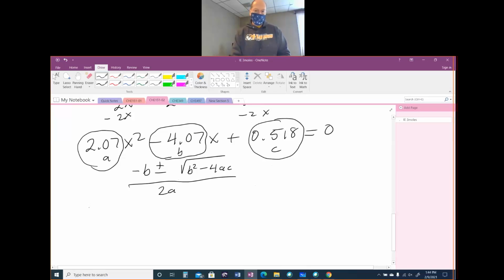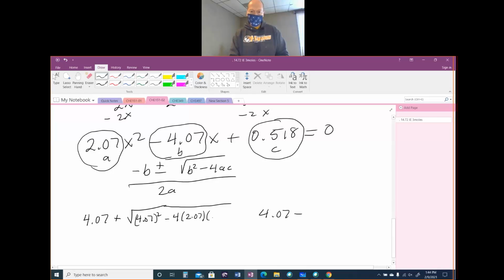All right, so we plug it in. So a negative number, that gives you a positive number, 4.07. All right, so this time I'm going to do plus. Over here, I'm going to do 4.07 minus. These are my two answers. Plus the square root of b squared, 4.07 squared. You can put in the negative if you want. Doesn't matter. Negative times a negative is positive. All right, minus 4, and your a, 2.07. Your c, 0.518. And that is all divided by 2 times your a, 2.07.